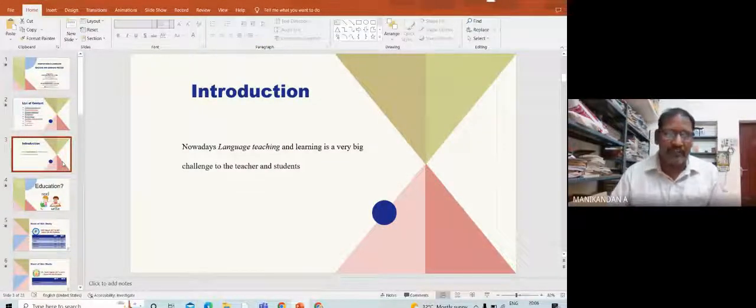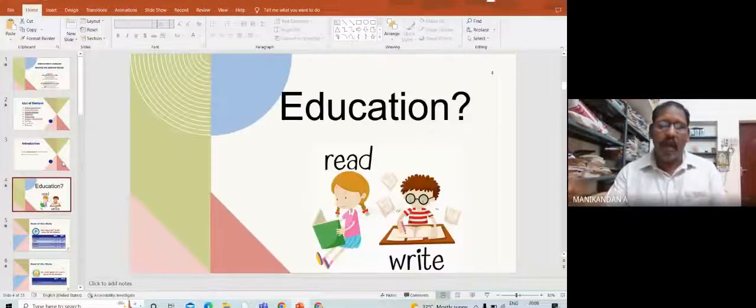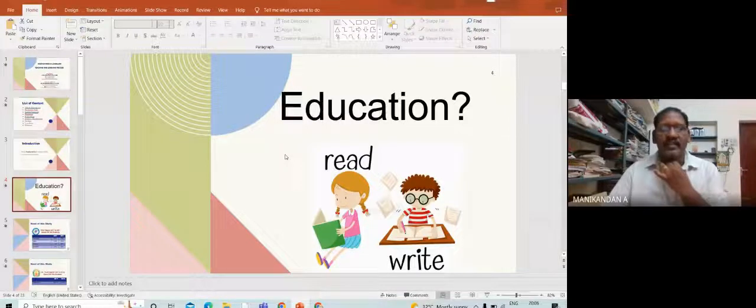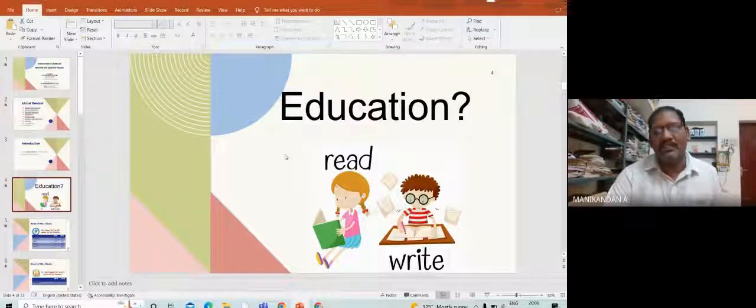I start with my introduction. Nowadays, language teaching and learning is a very big challenge to the teachers and students. Learning a language is a very important part of education. Imagine, how can we survive a peaceful life without language? It's a quote of Vivekananda. So without knowledge of language, anybody can't even imagine. Even Skinner in psychology said that through language only the child thinks, imagines, and so on.